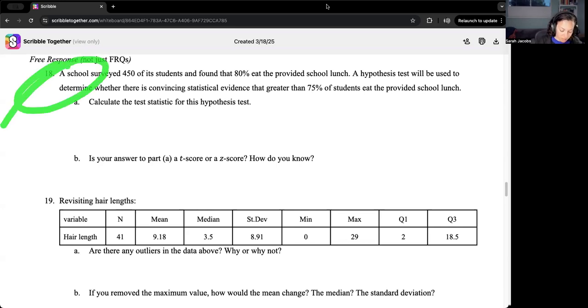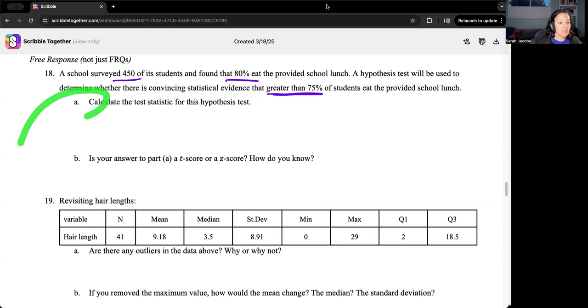First up, number 18. A school surveyed 450 of its students and found that 80% eat the provided school lunch. A hypothesis test will be used to determine whether there is convincing statistical evidence, right? So if it's asking for convincing statistical evidence, we're going to use a hypothesis test. Convincing statistical evidence that greater than 75% of students eat the provided school lunch. A. Calculate the test statistic for this hypothesis test.